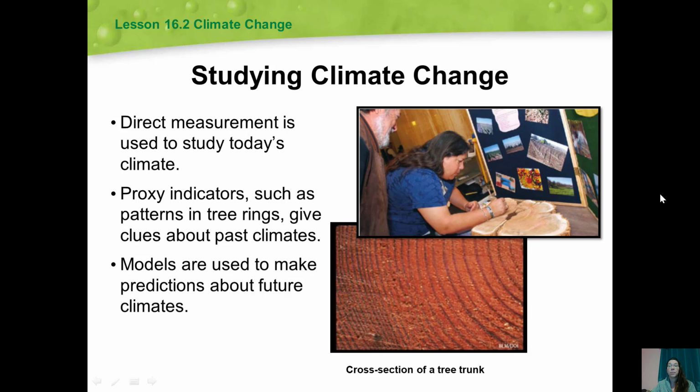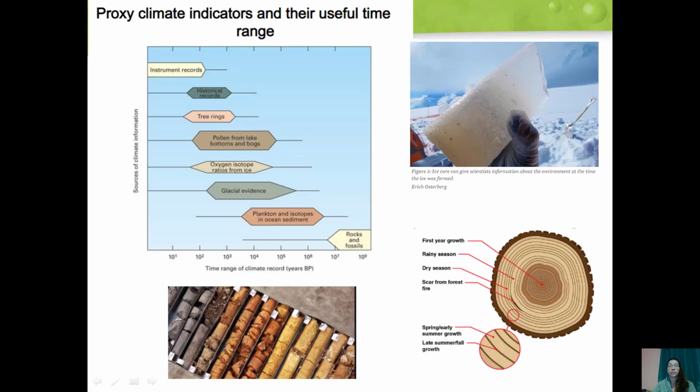So here you see a climate scientist inspecting tree rings, and you also see an image of a cross-section of the tree trunk. So let's talk about some of the different proxy climate indicators that can be useful. Each of them is also useful only for a given period of time. But the ones we're going to talk about are ice, sediments, and tree rings.